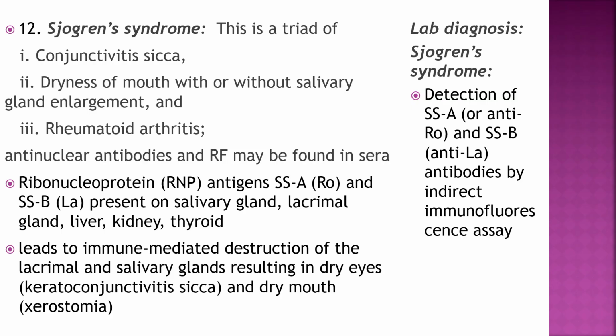Sjogren's syndrome is a triad of keratoconjunctivitis sicca, dryness of mouth with or without salivary gland enlargement, and rheumatoid arthritis. Antinuclear antibodies and RF may be found in sera. Ribonucleoprotein RNP antigens SSA (Ro) and SSB (La), present on salivary gland, lacrimal gland, and liver, kidney, thyroid, lead to immune-mediated destruction of lacrimal and salivary glands, resulting in dryness of eyes, keratoconjunctivitis sicca, and dryness of mouth, that is xerostomia. Lab diagnosis: detection of SSA (anti-Ro) and SSB (anti-La) antibodies by indirect immunofluorescence assay.